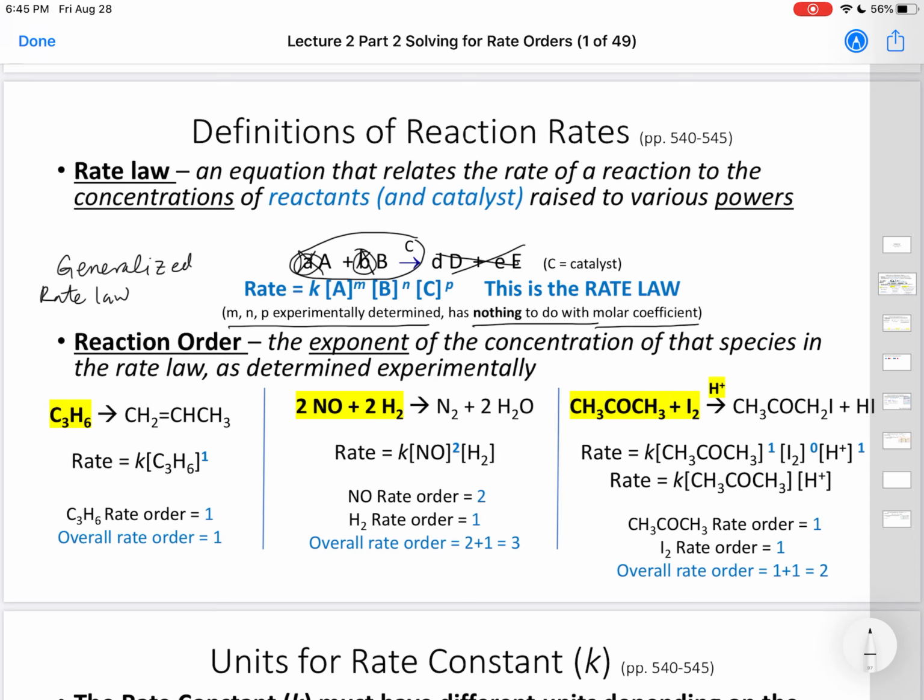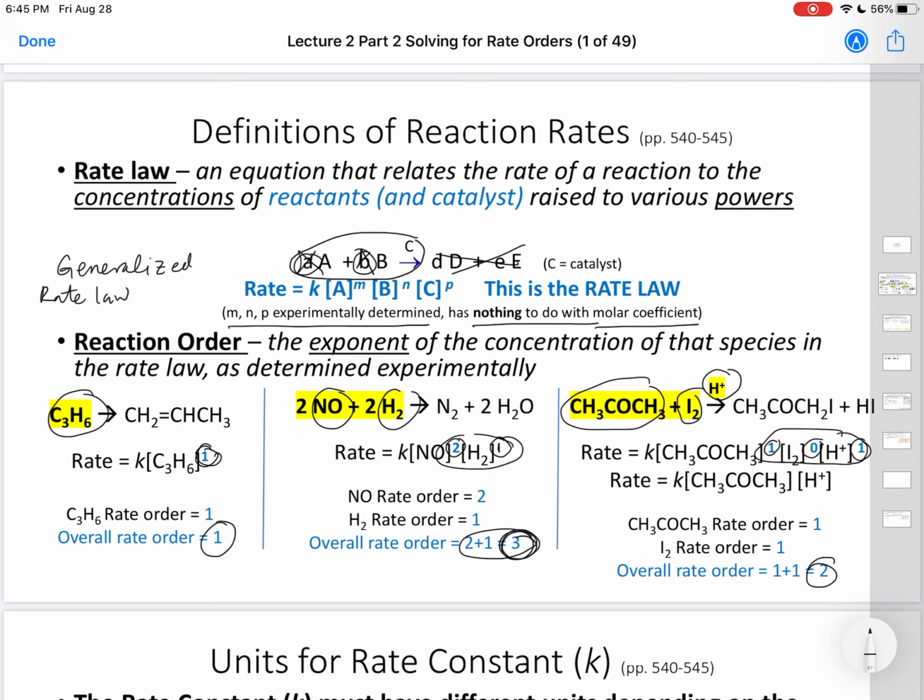The book gives you 3 examples. You have C3H6 raised to the first power. You have NO and H2 raised to the second power, and the first power, which is invisible. And here you've got 3 reactants raised to the first power, the 0 power, and the first power accordingly. To figure out the overall rate order, you just add the exponents together. So here the overall rate order is 1. Here, 2 plus 1, the overall rate order is 3. Here, 1 plus 0 plus 1, the overall rate order is 2.